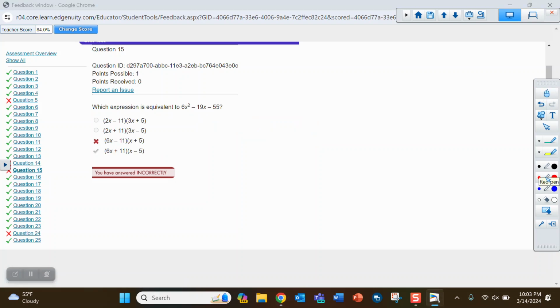15 asked which is equivalent, and you can certainly just be checking these back, right, foiling them back out to see if we can get 6x squared minus 19x minus 55, but I want to show you with the answer that you chose what you end up getting in the middle. You'll see that you have your signs backwards. So when I teach students to factor, we talk about factors of the first number go in the front, factors of the back number go in the back.